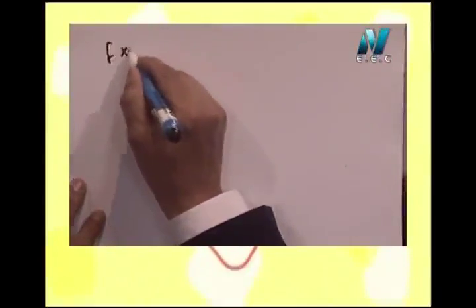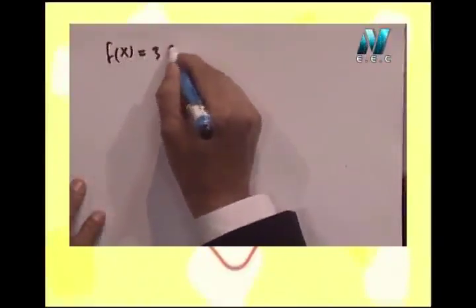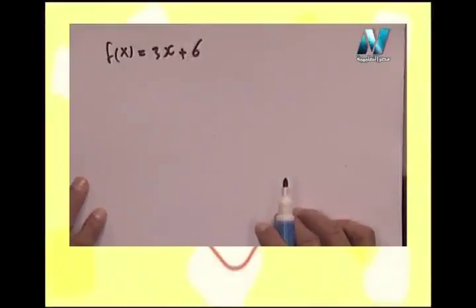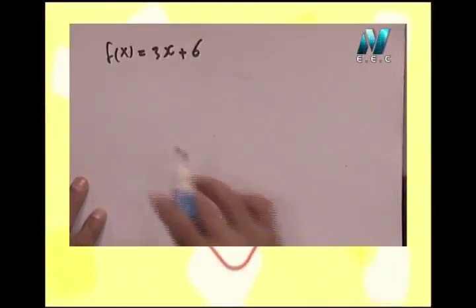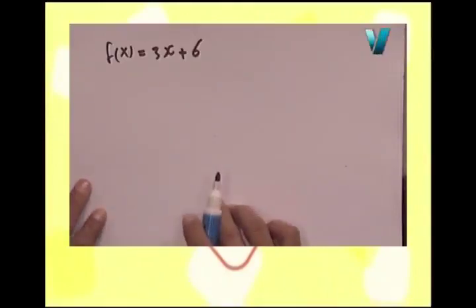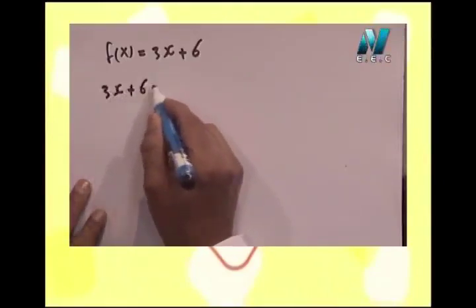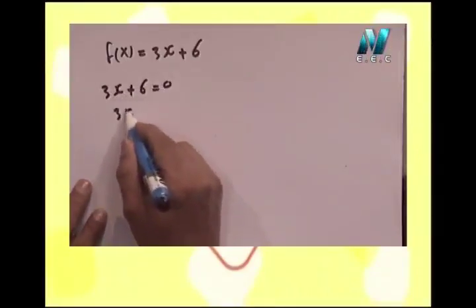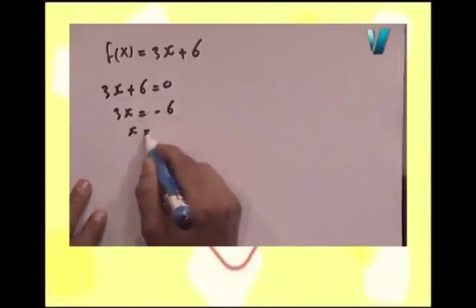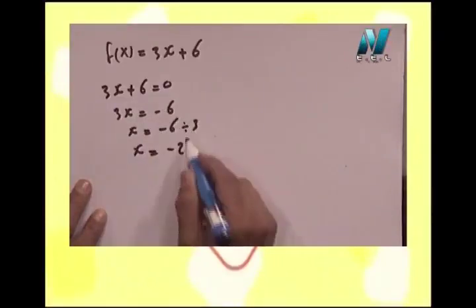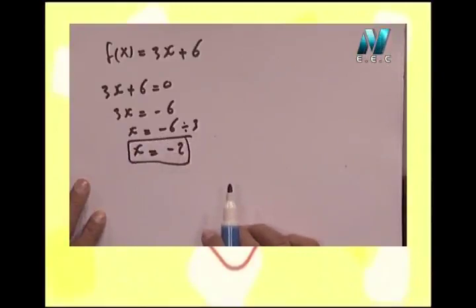If we have a function f(x) equals 3x plus 6, and we would like to find out where it is positive or negative, or discuss its sign, positive, negative or 0, first we have to equate this function to 0. So 3x equals negative 6, and x equals negative 6 divided by 3. So x here equals negative 2. Negative 2 is very important for us.